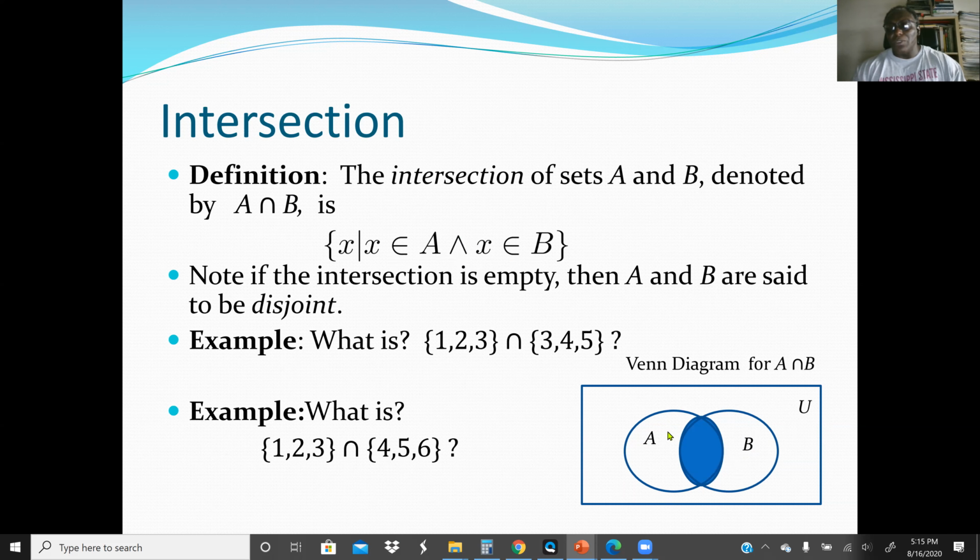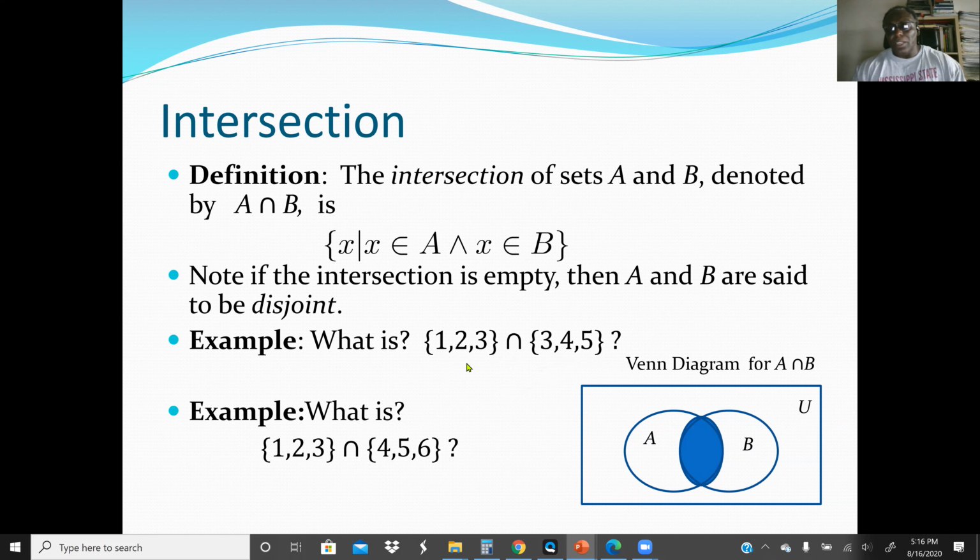We can even see this from the Venn diagram. We have set A, set B. We can see the shaded area is the elements in both set A and B. A good example, using the same example as before: let's assume set A has elements 1, 2, 3, and set B has elements 3, 4, 5. So A union B will be 1, 2, 3, 4, 5.